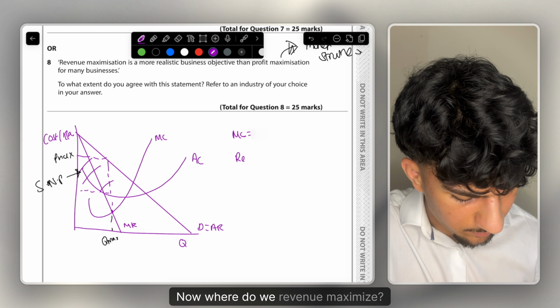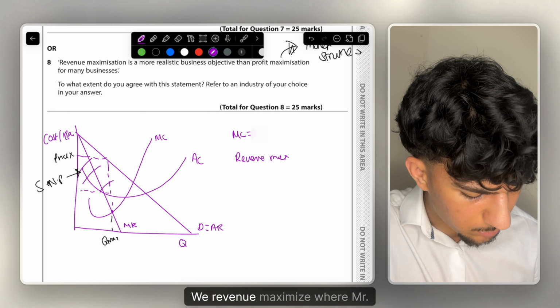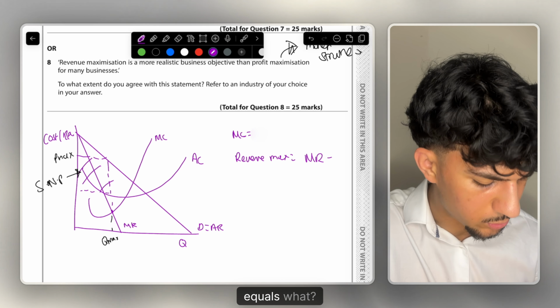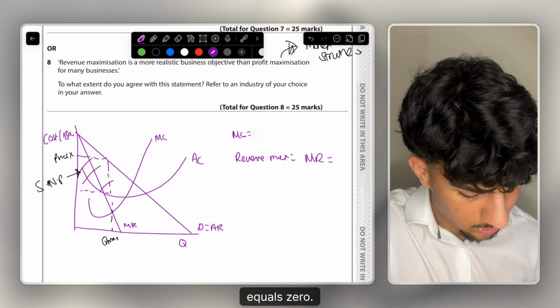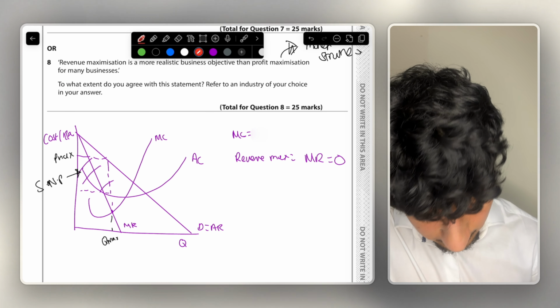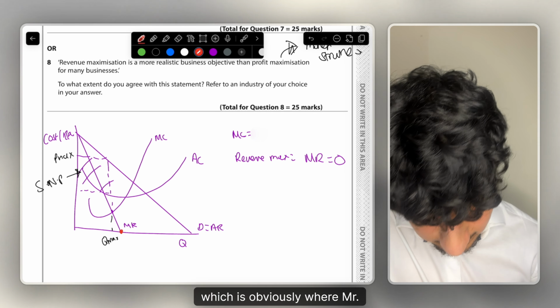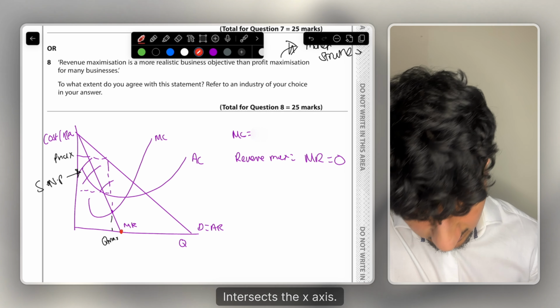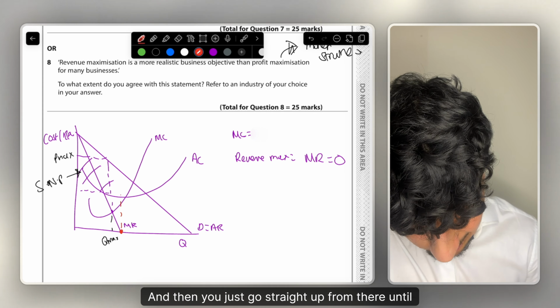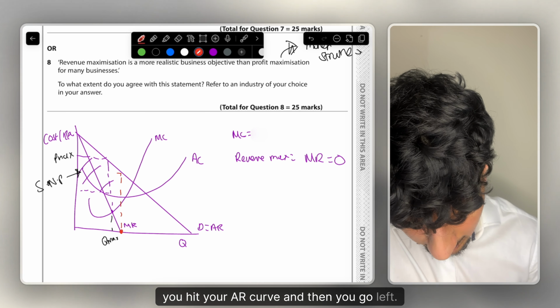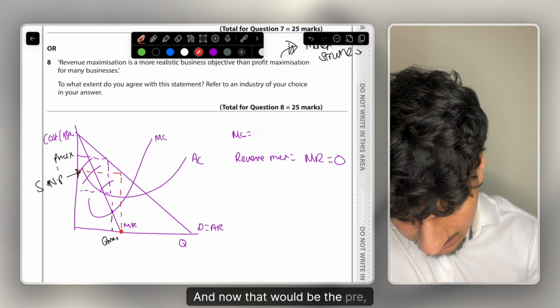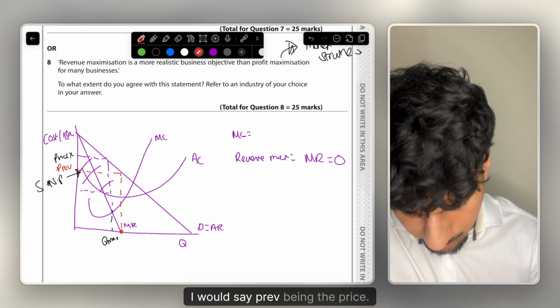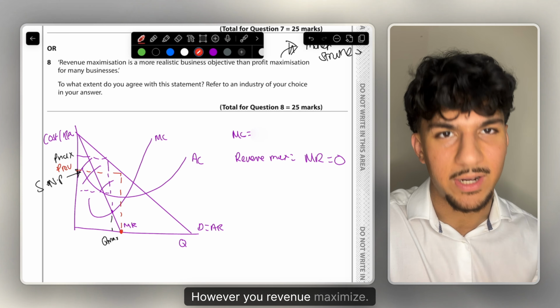Now, where do we revenue maximize? We revenue maximize where MR equals what? MR equals 0. So how do we show that? So we go where MR equals 0, which is obviously where MR intersects the x-axis, and then you just go straight up from there until you hit your AR curve, and then you go left, and now that would be the P-rev, I would say. P-rev being the price at where we revenue maximize.